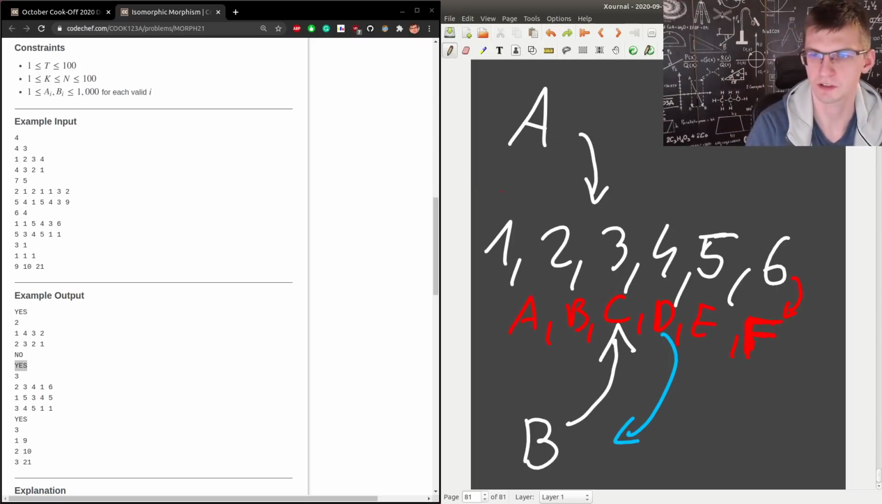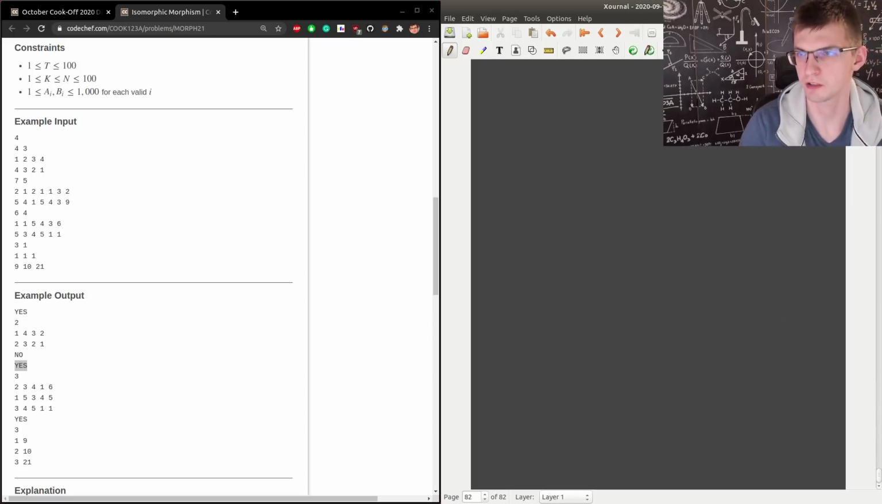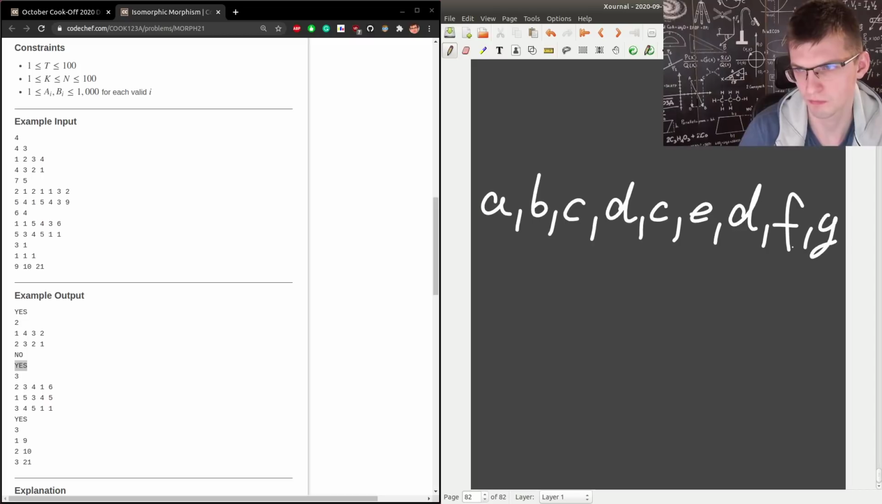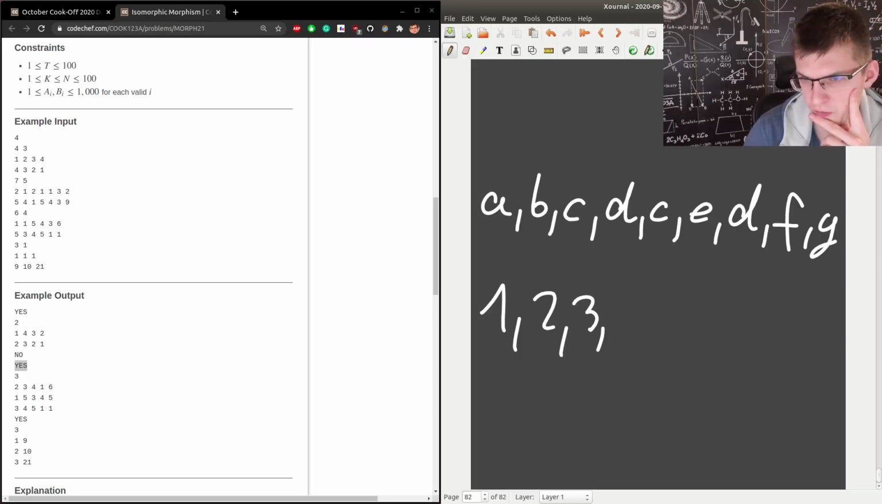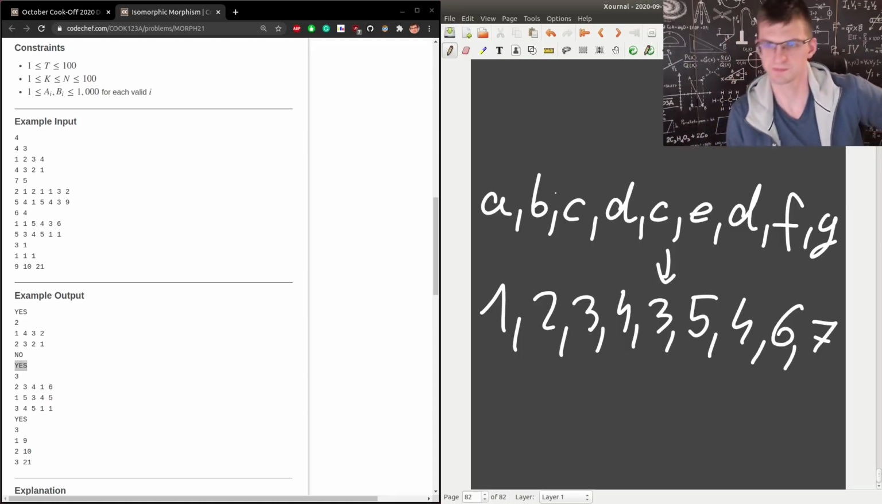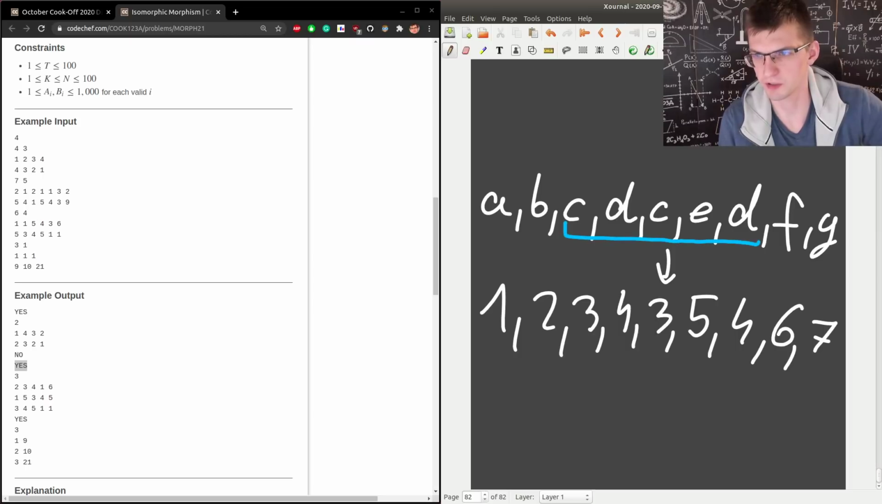I think I have it just here in the final thing. I need to move between two permutations, or just two sequences of completely random values. Let's say that those values are A, B, and now some are repeated. This, and here we have something completely else. 1, 2, 3, 4, 3, 5, 4, 6, 7. I need to make those moves. And I know that this strange thing happened only within some interval like that.